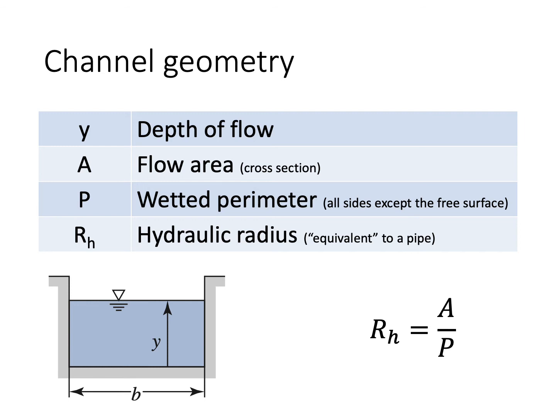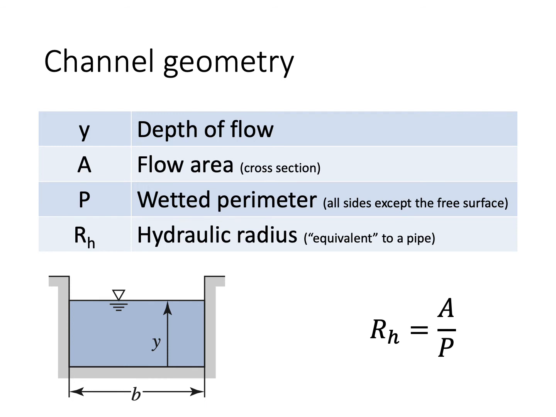For the channel geometry, we have the following variables. We have y, which is the depth of the flow. That's the vertical dimension of the channel. Then we have A, the flow area. That's the cross section of the channel. That's the section of the picture below.